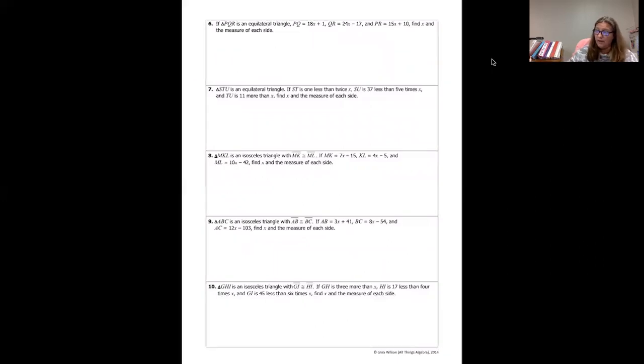Taking a look over here, we don't have any diagrams, but we are going to draw them. We're going to do 6 and 8 on this page. So if PQR is isosceles, that means two sides are the same. PQ is 18x plus 1. QR is 24x minus 17. And PR is 15x plus 10. Find x and the measure of each side. So pick any two sides and set them equal to each other. 3x is 9, so x is 3.